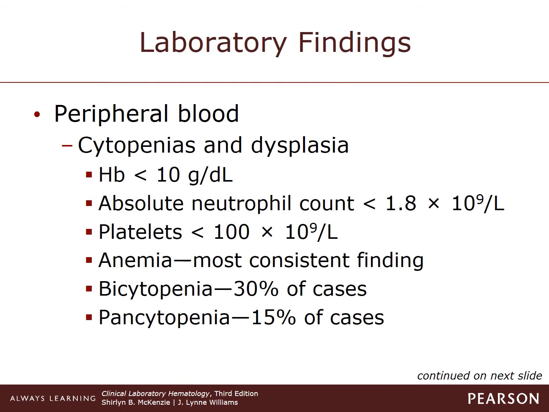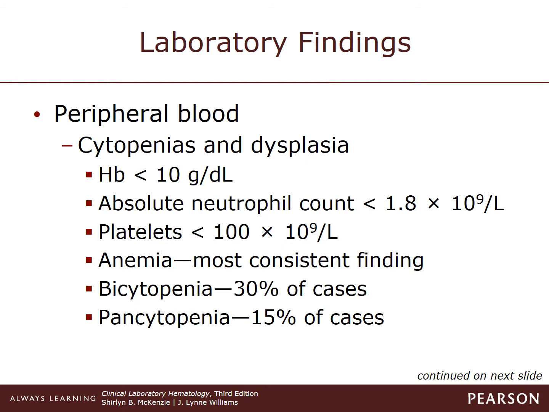Now, the laboratory findings are what help clinically diagnose these conditions. In the peripheral blood, you will see a cytopenia of at least one cell line with dysplasia in at least one of the cell lines. What gets patients through the door, again, is an anemia, with hemoglobins less than 10 grams per deciliter. In addition, patients may have recurring bacterial infections because their absolute neutrophil counts are less than 1.8 times 10 to the 9 per liter. Platelets are also going to be decreased, less than 100 times 10 to the 9 per liter, and patients can present with increased bleeding.